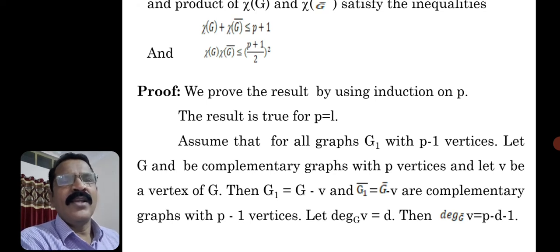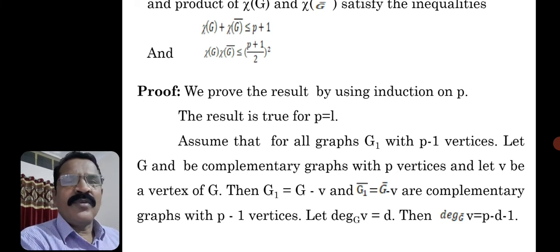It implies, assume that the result is true for a graph with P minus 1 vertices. This is our assumption. Now let the graph be with P vertices. G1 is a graph with P minus 1 vertices and the result is true. That is our assumption. Let G be a graph with P number of vertices.